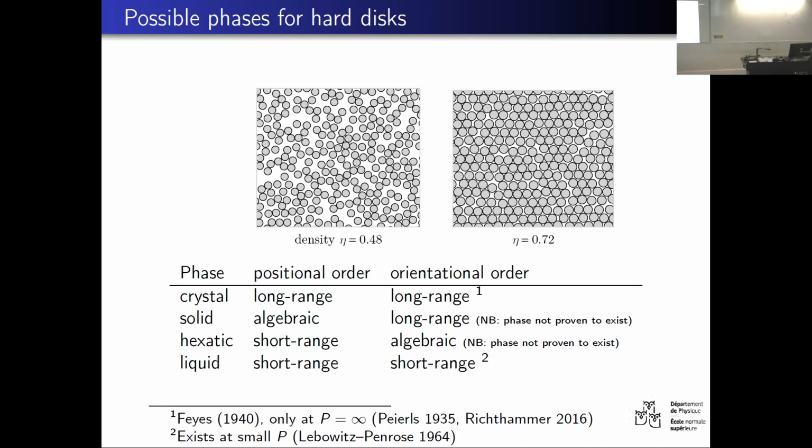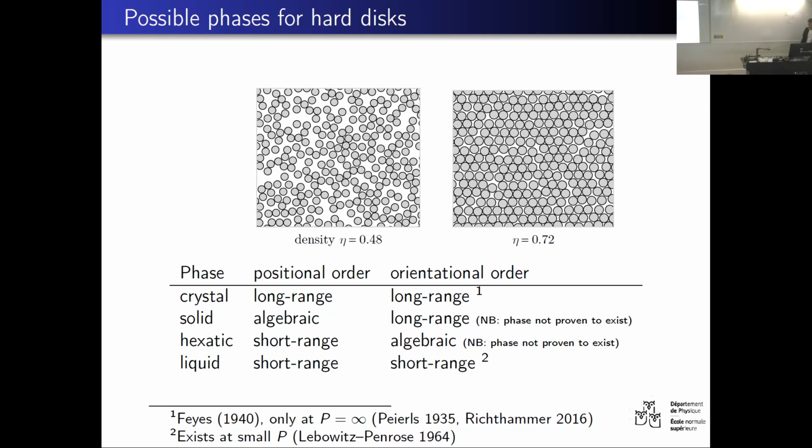So then you have the hexatic phase. In the hexatic phase the positional order is completely destroyed, it's short range. The orientational order is also destroyed, but it has algebraic decay. There had been a fight for 50 years whether this phase actually existed. But of course, if you had to wait 11.4 years, you couldn't know anything, it was just impossible. And the liquid phase has short range positional order, short range orientational order, and this exists at small p as shown by Lebowitz and Penrose in 1964.